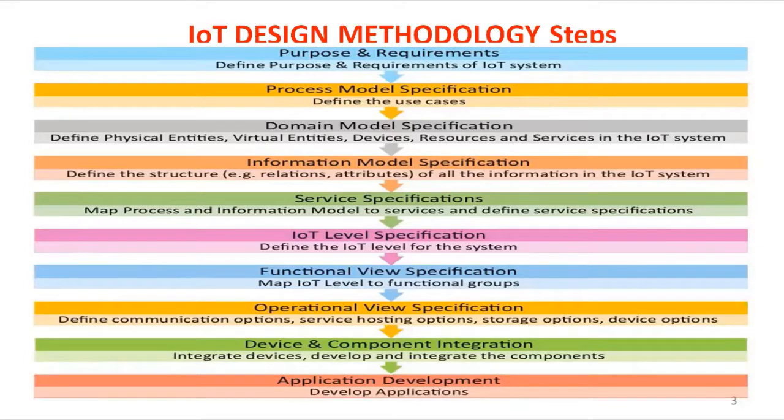Coming to the domain model specification. What is a domain model specification? In the domain model specification, you are defining the physical entities. The entity here is called a real world thing. You define the entity as a real world thing, and then how can you represent the entity here? A simple representation implies an entity.